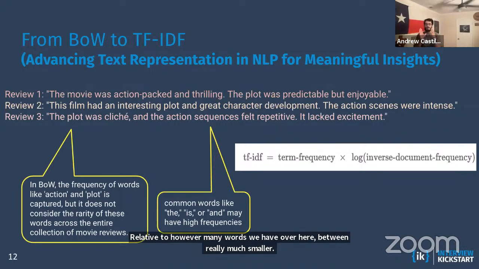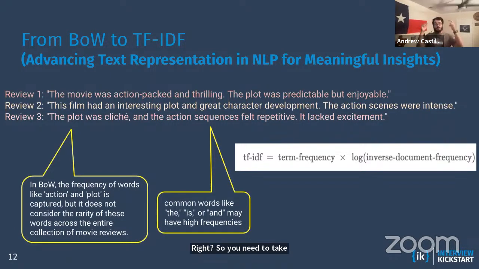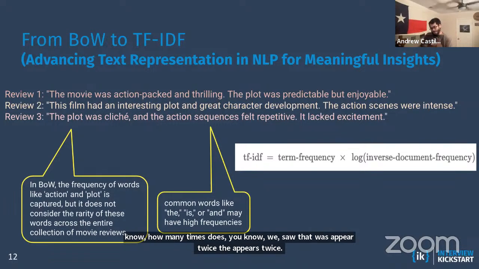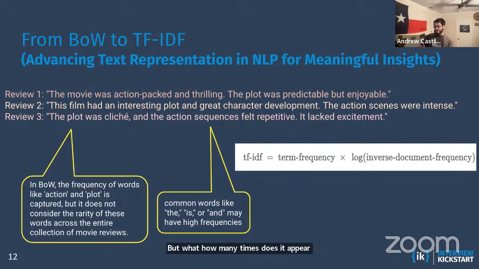So you need to take into account what we call a normalized term frequency. So not just the number of times dog appears, but how many times dog appears relative to the document that it's in. That's what this term frequency vector that you're looking at here is referring to. We saw that "was" appears twice, "the" appears twice, but how many times does it appear relative to how long that review is?